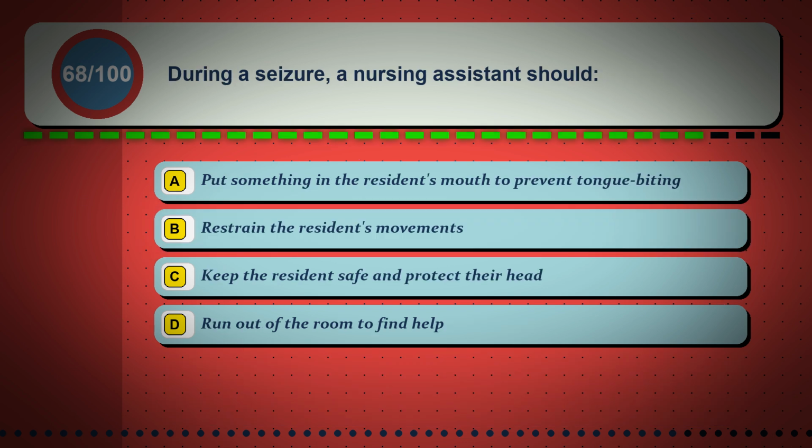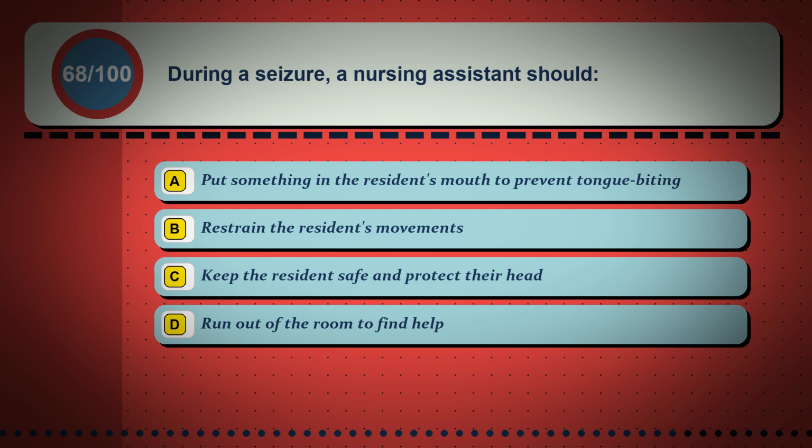Question 68. During a seizure, a nursing assistant should: Option A. Put something in the resident's mouth to prevent tongue biting. Option B. Restrain the resident's movements. Option C. Keep the resident safe and protect their head. Option D. Run out of the room to find help.